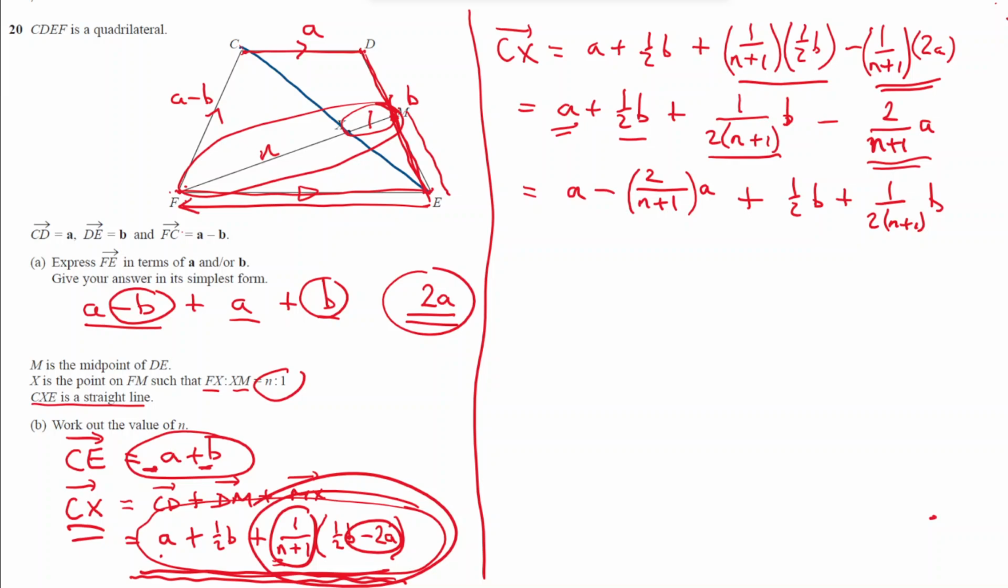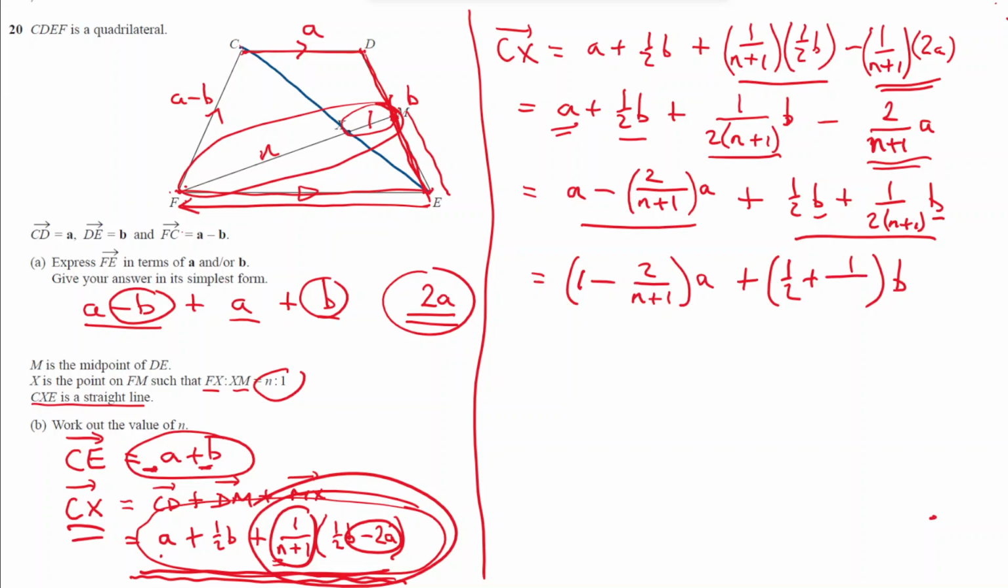Okay, so I'm going to factorise the a term from these two. Factorising the a will leave me with, I'm going to put the a second, a divided by a is 1, and this term here would just be 2 over n plus 1. And factorise the b from these two terms, put the b last, and this would be a half plus 1 over 2 brackets n plus 1. Let's make that into a single fraction, so this would be n plus 1 as a common denominator, n plus 1 minus 2, lots of a.